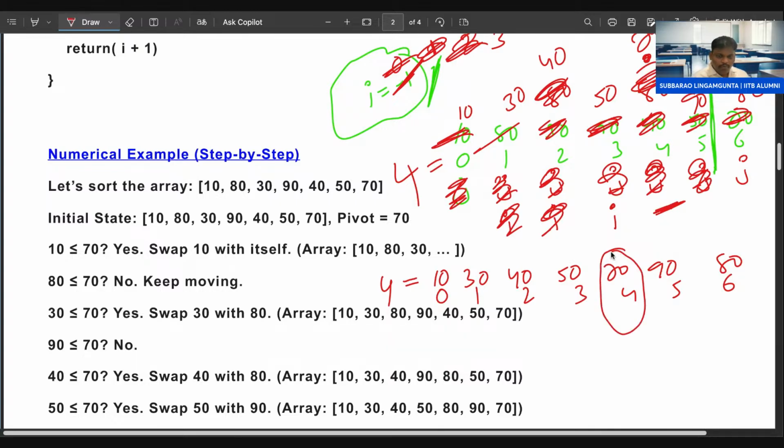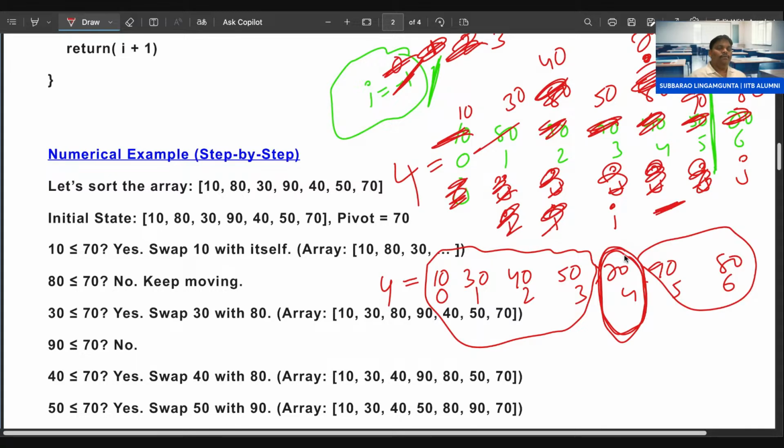Remember what is the 4? Pivot element position. Some people are asking, what about before the pivot? All are smaller or equal. What is after the pivot? All are greater. The partition algorithm will divide the given array into two parts: less than pivot on one side, more than pivot on the other side. But remember, until now I applied only partition.